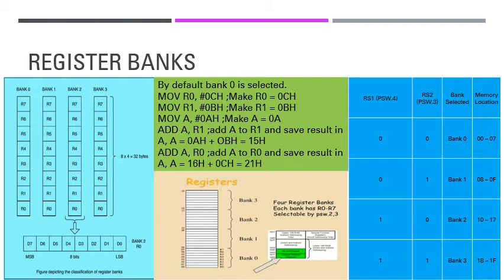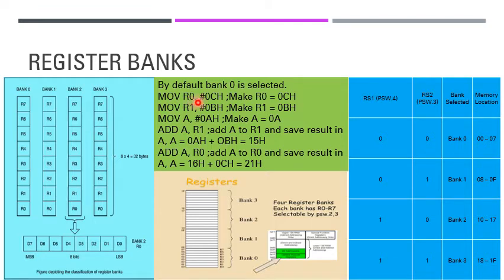These registers are generally used to assist in manipulating values and moving data from one memory location to another. For example, to add the numbers 0A, 0B and 0C, we would execute the following instructions. By default, bank 0 is selected.